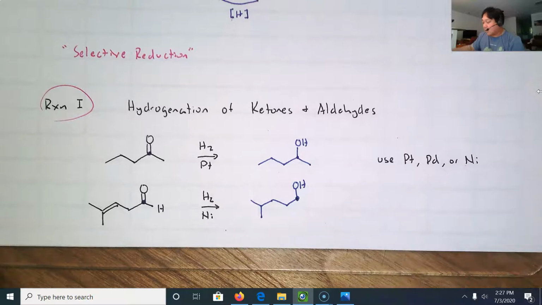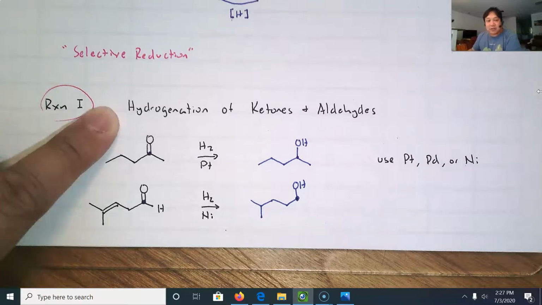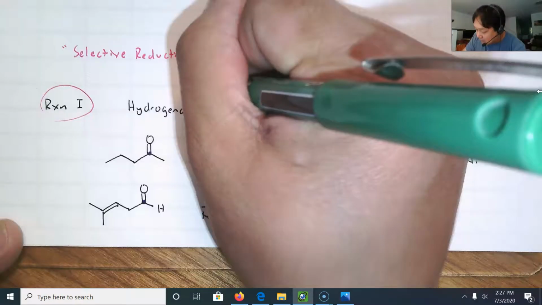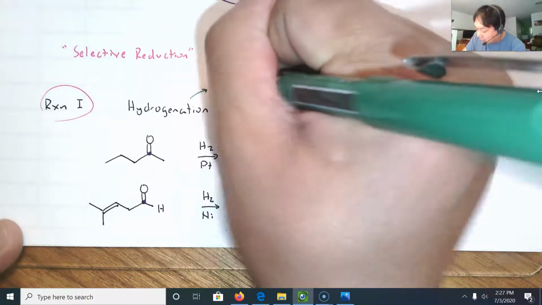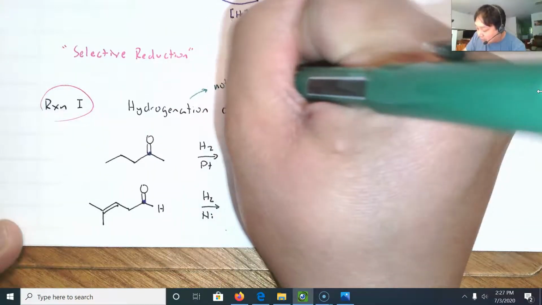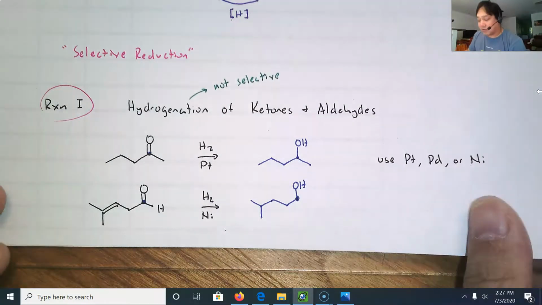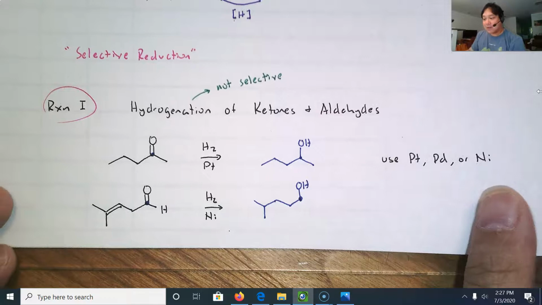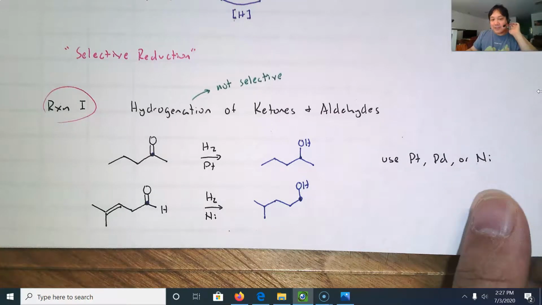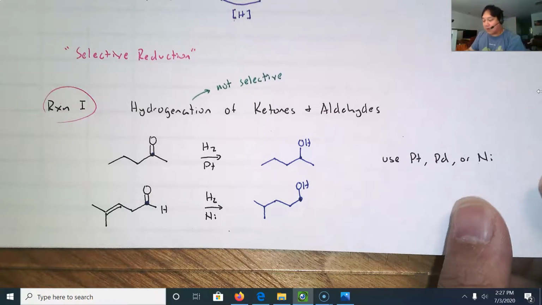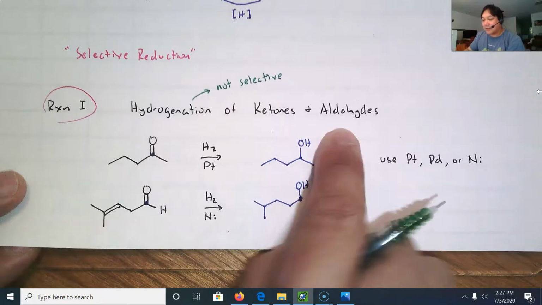So hydrogenation is not selective. You're going to reduce all the double bonds, regardless of whether it's a carbon-carbon double bond or a carbon-oxygen double bond. Again, we're not reducing carboxylic acids. That is a little bit harder. We're only reducing ketones and aldehydes.